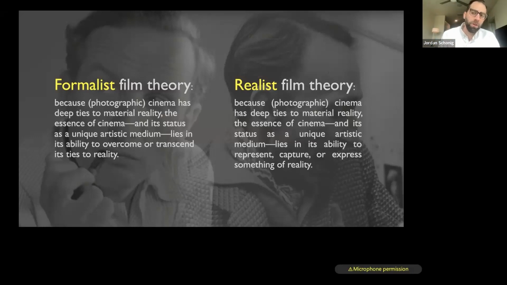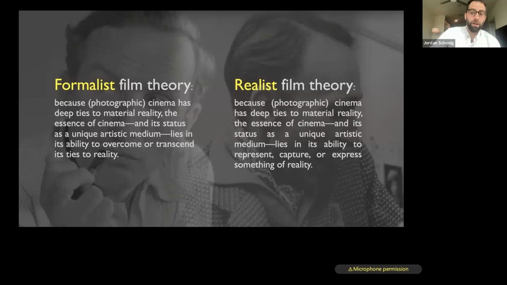A formalist film theorist is going to say something like this: because photographic cinema has deep ties to material reality, because of course photographs as a medium have this connection to the material world, the essence of cinema and its status as a unique artistic medium lies in its ability to overcome or transcend its ties to reality.